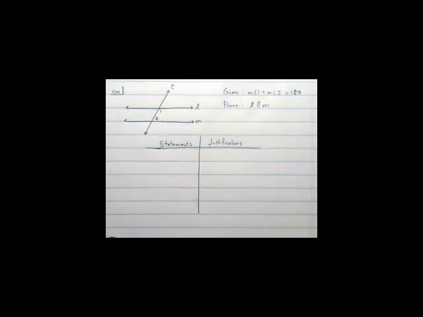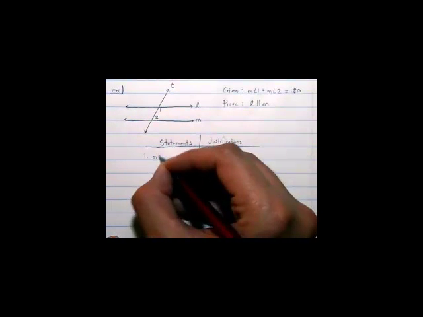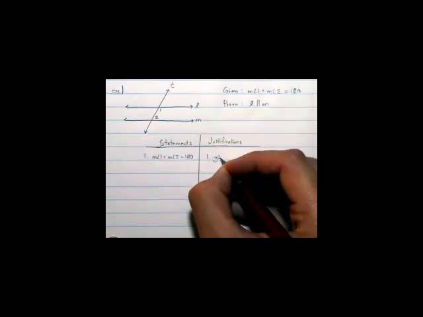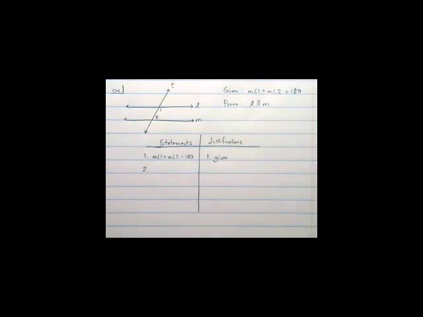All right, so we'll do this one as a 2-column proof. So first, our given, right? Measure of angle 1 plus measure of angle 2 equals 180. Given. Okay, so think about those 4 theorems we just wrote up at the top. Which one of those 4 do you suppose we're going to use in this proof?